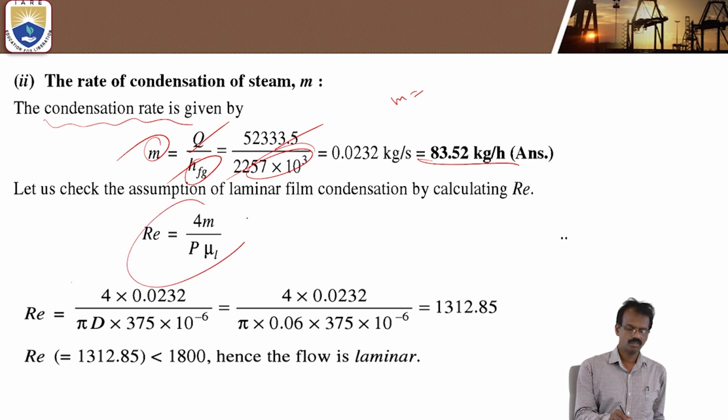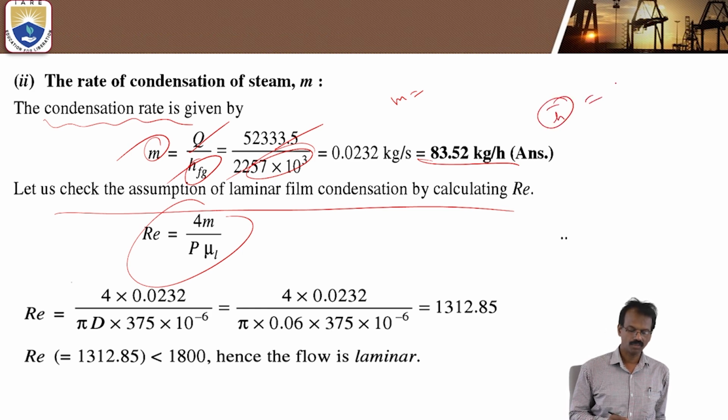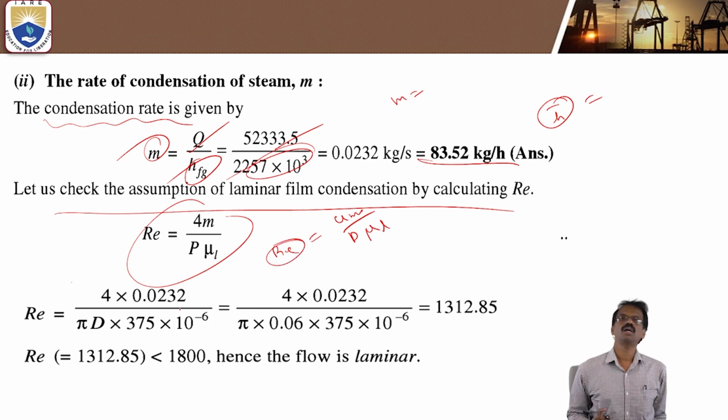Now we have to check the assumption of laminar flow. Initially we started with the assumption that the flow is laminar, and based upon that we have taken the h bar formula. Reynolds number is equal to 4 m dot by perimeter into dynamic viscosity. If you find the Re value, then you can identify which type of flow. So here, not Reynolds number, Rayleigh number.